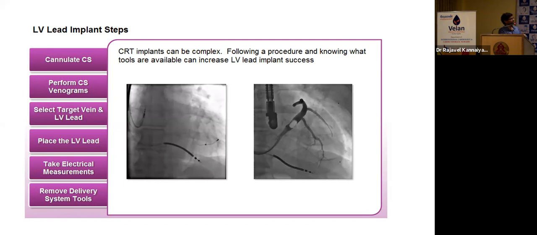Sometimes the posterolateral veins may be inaccessible because of Thebesian valve or tortuosity, angulations. So in such cases, sometimes the middle cardiac vein, the first vein from the proximal part of the CS, a lot of communications will be between the veins. So from the middle cardiac vein, we can access the lateral part of the ventricle. So always we have to measure the electrical measurements. That is during the intrinsic conduction from the start of the QRS to the latest activation, that should be more than 95. So this is the place where we have to put the leads. Next slide.